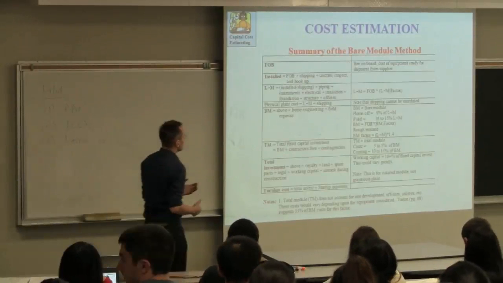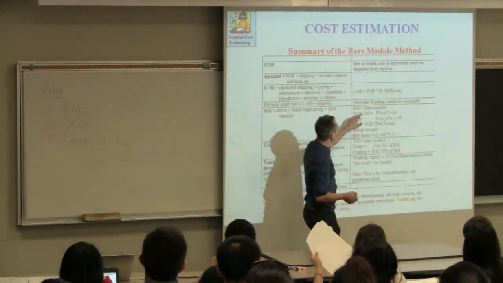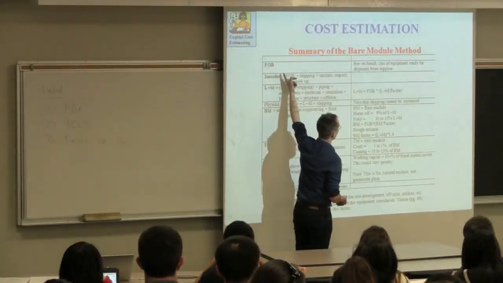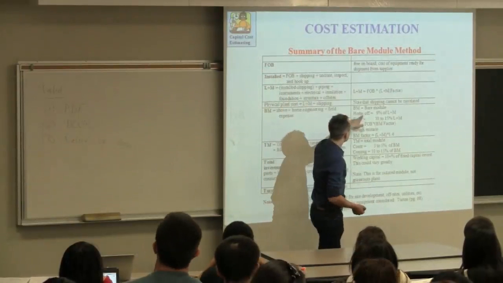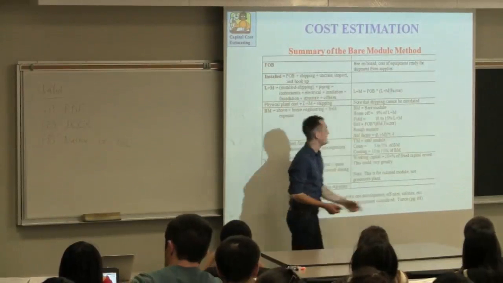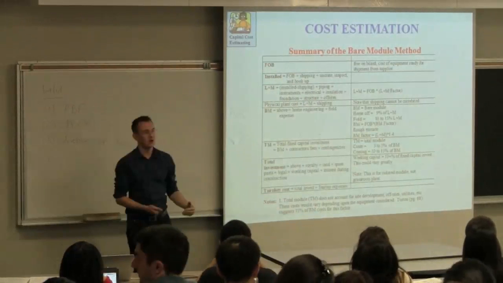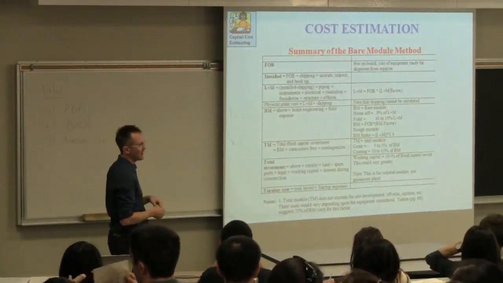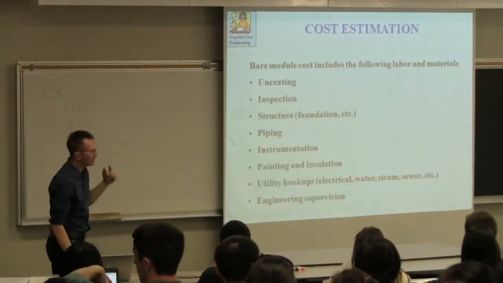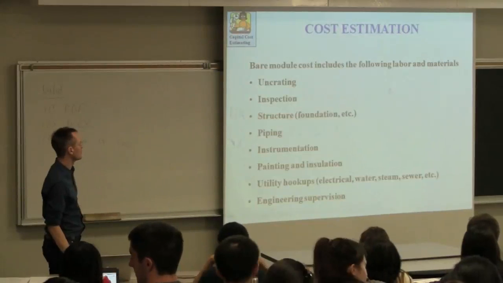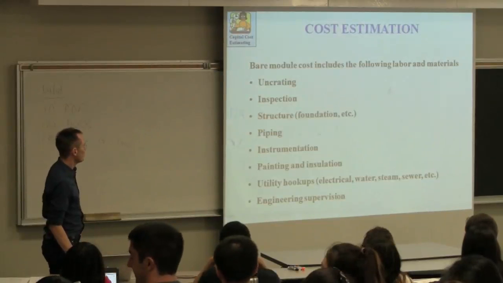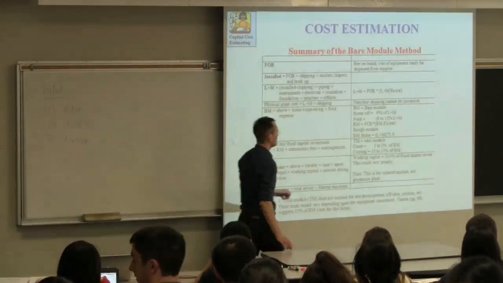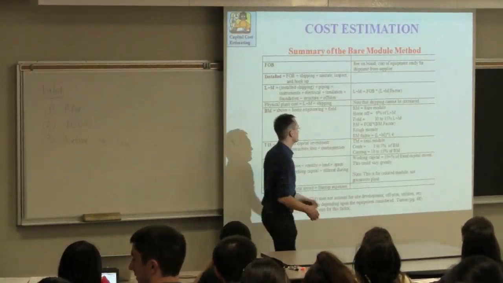So what we wanted was an approach where we could simply say, given this quotation from the vendor, or an estimate of the actual capital item itself, can we find some factor, which we call the bare module factor, that we simply multiply that price by and get the bare module cost? Rather than trying to add up every single line item here of inspection and concrete and piping and so on, rather than trying to estimate them all individually, can we not just come up with some single factor that we can multiply this FOB value by to get the bare module?